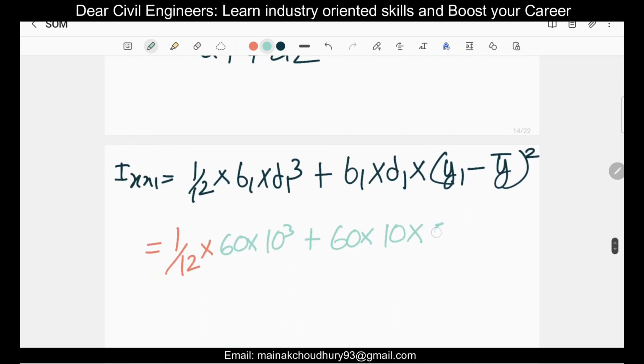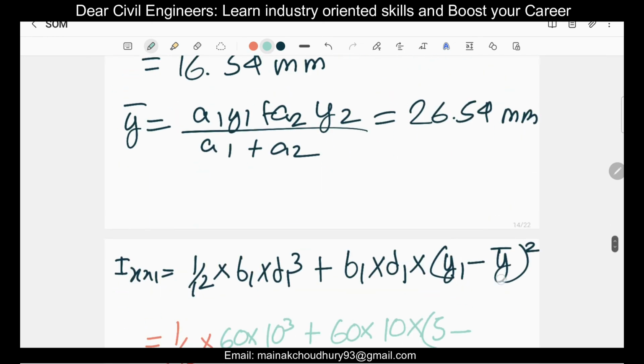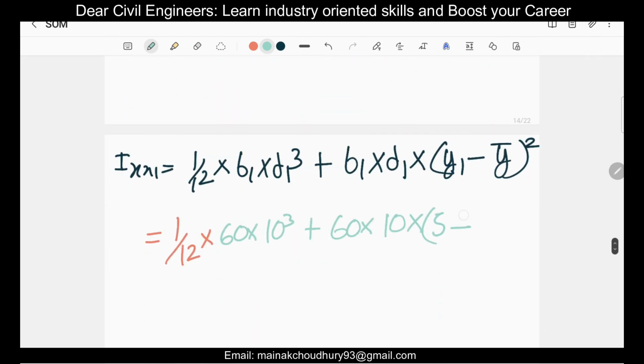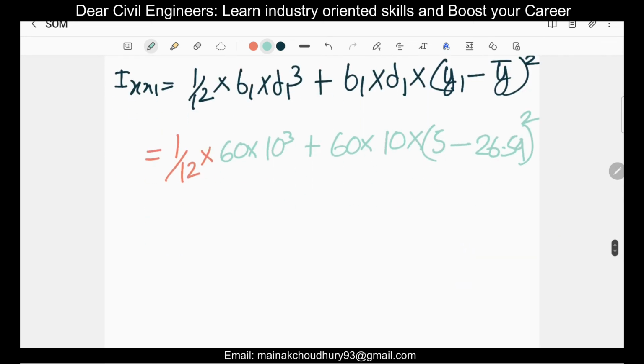So it is 5 minus y bar, which is 26.54. So you can write here 26.54 whole square, right? You can write the opposite also because it is square, so you can write 26 minus 5 also, just for explaining. So you can just write this value. So the answer will come around 28382.96 mm to the power 4, right?